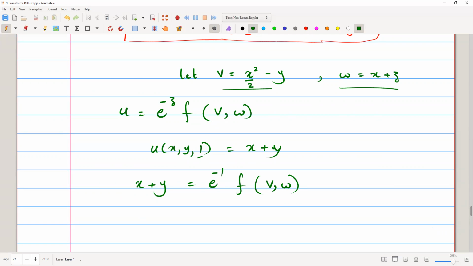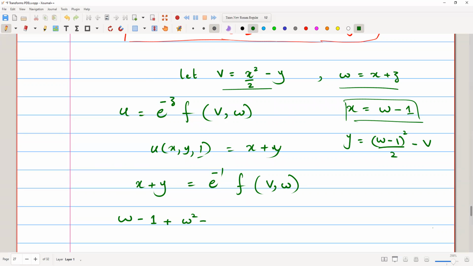We can see that x equals w minus z, and z is 1, so we can write w minus 1. And for y, we can write y equals (w minus 1) squared over 2 minus v, in place of x squared over 2. Then we can plug in these values of x and y. So it will be w minus 1 plus (w squared minus 2w plus 1) divided by 2 minus v equals e to the power negative 1 times the function of v and w.